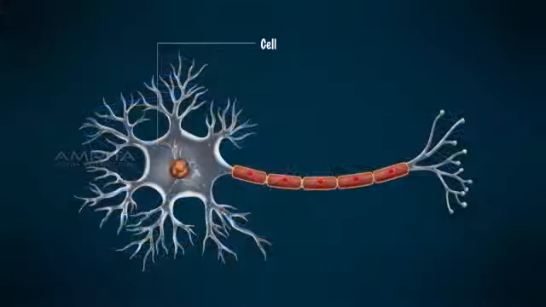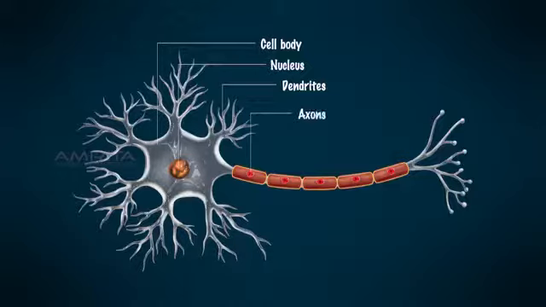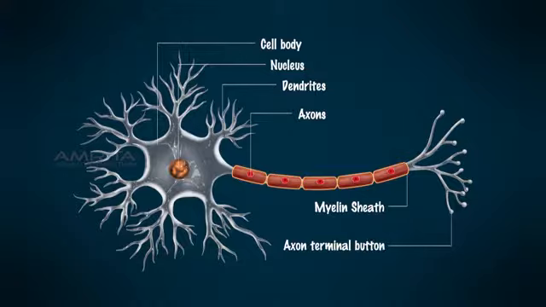The dendron further branches out to form fibers of different lengths called dendrites. One of the dendrons is long and is called the axon. The axons are covered with myelin sheath.